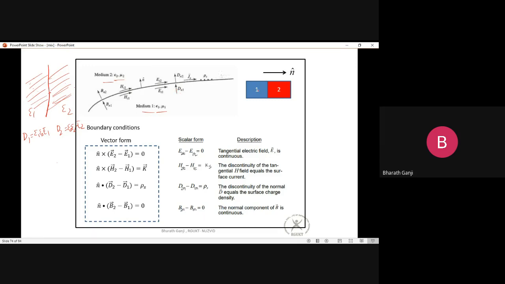And if the normal is drawn from the first region to the second region, because when I say it is a surface, your normal can be pointing upwards or downwards. So here I'm choosing the convention that the normal is pointing from the first to the second region. Because it is from first to second region, you see E2t minus E1t equal to 0.